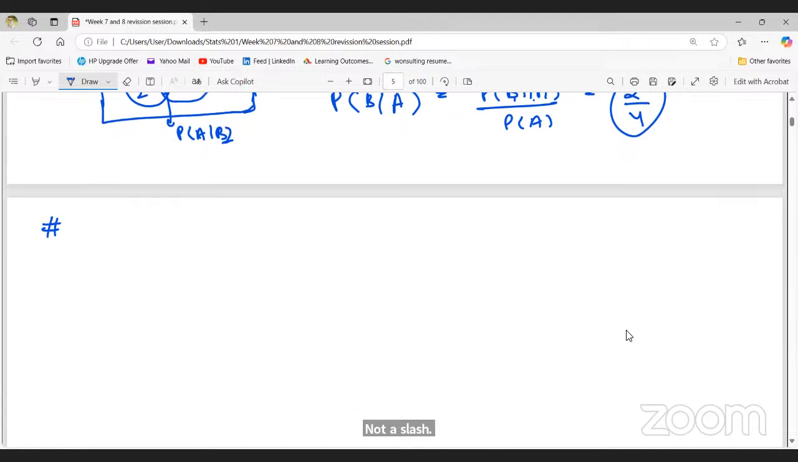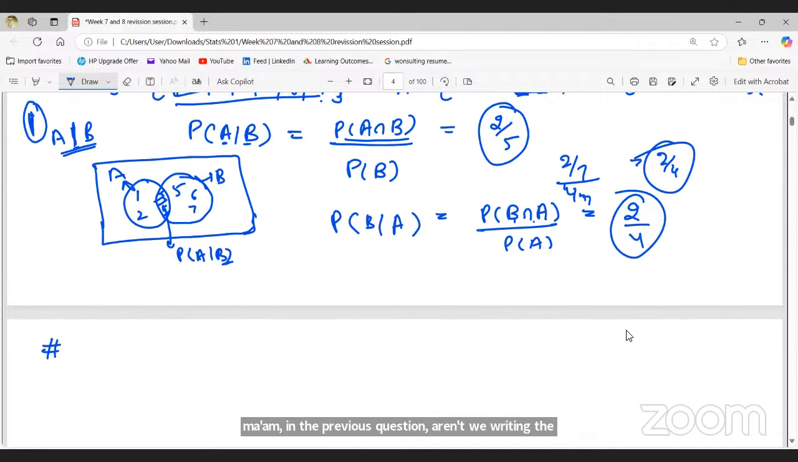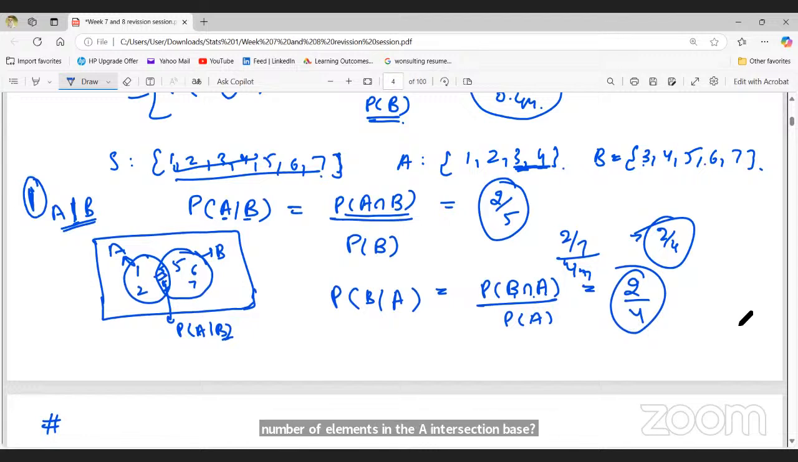Ma'am, in the previous question, aren't we writing the number of elements in A intersection B, not exactly the probabilities of the intersection? We have just mentioned the number of elements common between these two sets, that is 2, and the number of elements in set B, because the 7 gets cancelled.